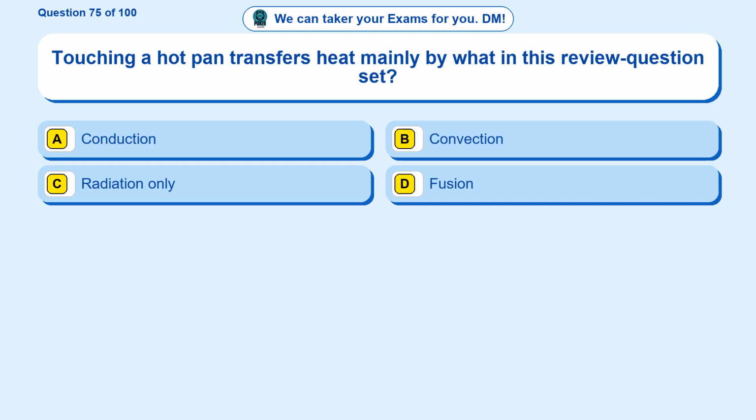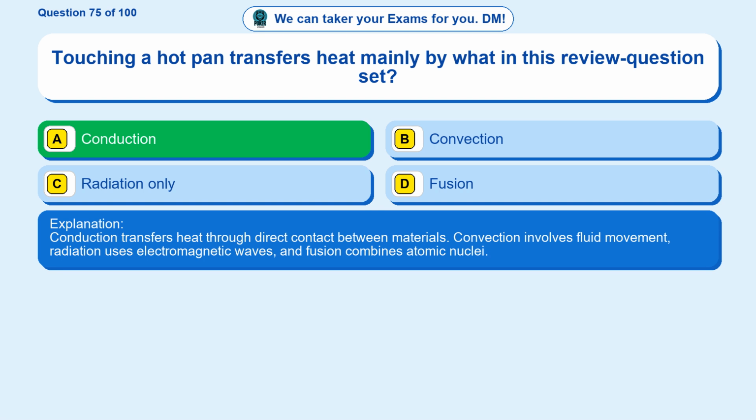Question 75. Touching a hot pan transfers heat mainly by what in this review question set? Option A, conduction. Option B, convection. Option C, radiation only. Option D, fusion. The correct answer is option A. Conduction. Conduction transfers heat through direct contact between materials. Convection involves fluid movement, radiation uses electromagnetic waves, and fusion combines atomic nuclei.